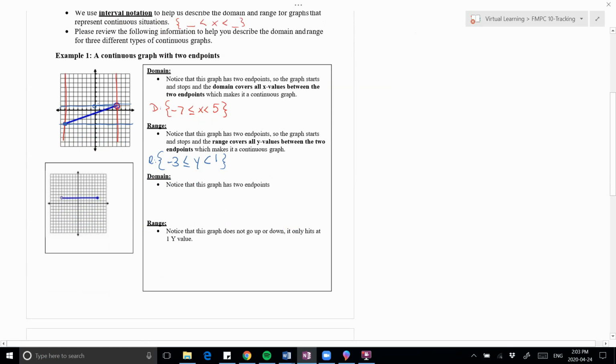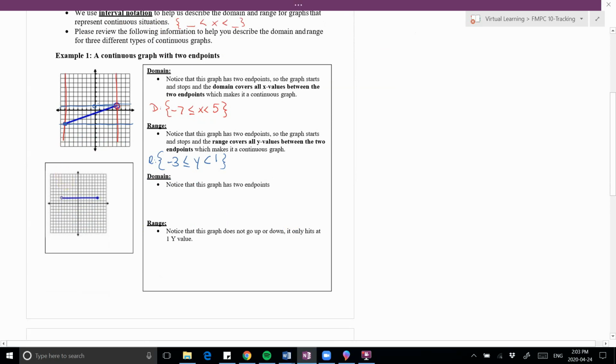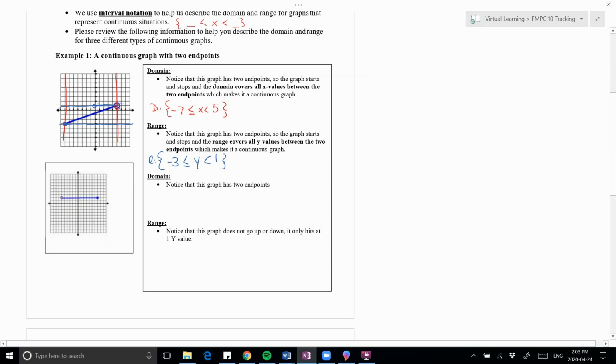So with domain, once again, we've got two endpoints, right? So we hit here, and we hit here. So when I draw that, my domain, 1, 2, 3, 4, 5, 6, and open point, so no line underneath. And for my other side, 1, 2, 3, 4, 5, 6, 7. Solid point, so I'm going to have another underneath.